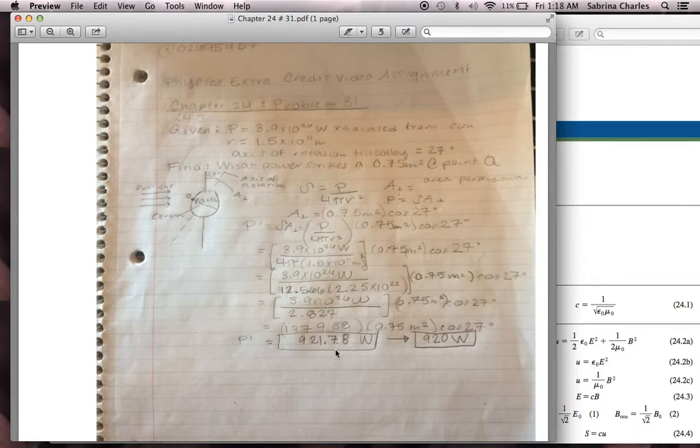The problem's not very difficult. You just have to get the formulas that we learned within the chapters and utilize those.